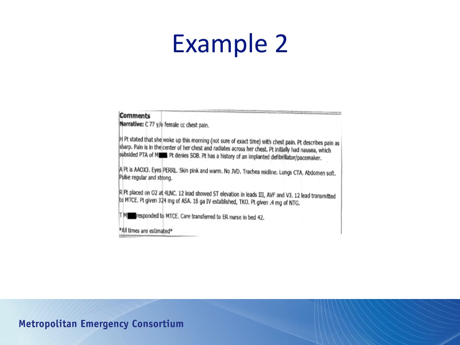The patient's 77, has chest pain. There's a description of the pain. There's a history of past illness. There's a good assessment of the patient, and then there's a description of the interventions that were performed.